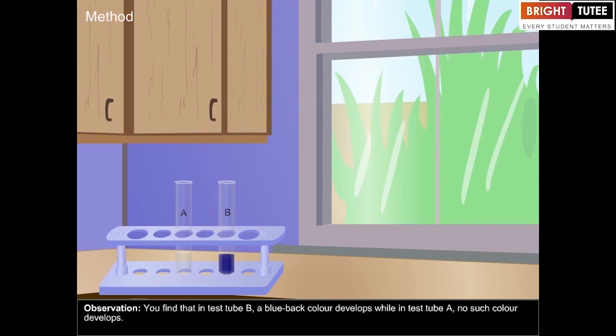Observation: you find that in test tube B, a blue-black color develops, while in test tube A, no such color develops. Conclusion: the saliva breaks down the starch into simpler form in test tube A. So the iodine in test tube B with starch gave a blue-black color, but not in test tube A.